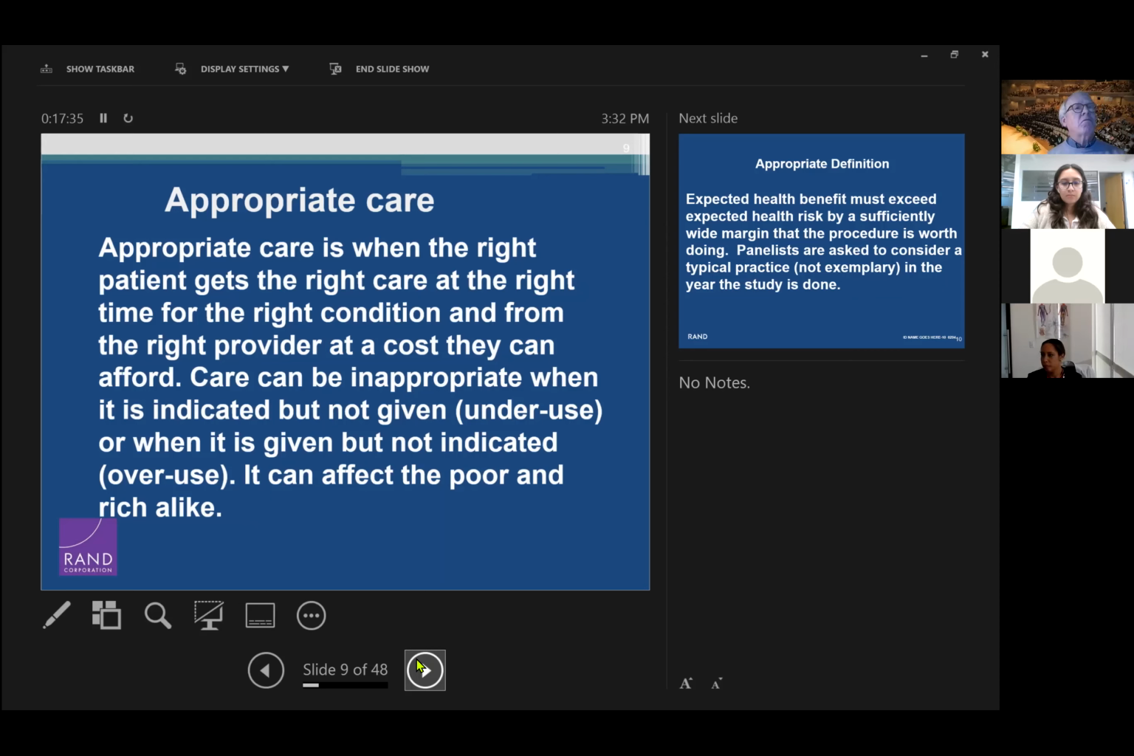It can be overuse. So it's kind of interesting that inappropriate care can affect the rich just as much as the poor. You can be totally overtreated because you've got so many resources or money that they overtreat you, right? So it can be both underuse and overuse. So it's not just underuse. Everybody thinks of underuse, but it can actually be overuse. Using a procedure when it's not indicated, but because the people got the money to do it, doesn't constitute appropriate care either.